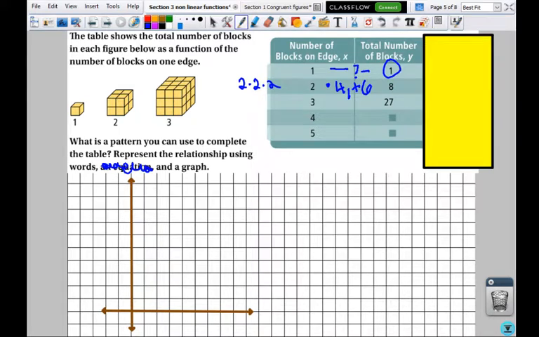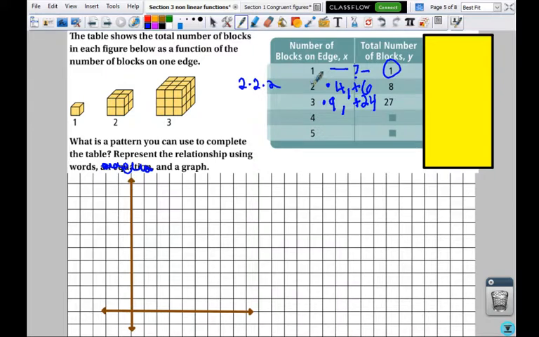Alright, I want to see if I can find the same pattern here when I go from 3 to 27. So, if I do 3 times 4, do I get 27? No. 3 times 9 is 27. 9, right? Alright, let's put that in there. How about, can I do 3 plus 6 and get 27? No. I can do 3 plus 24, right? So that doesn't quite work. But let's keep looking. Let's look at Beto's thing.